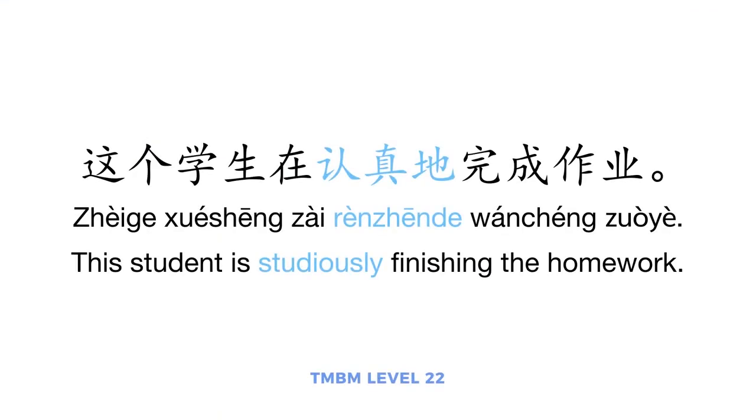So this one is a bit longer. 这个学生在认真地完成作业. So this 学生, this student, 在认真地 is studiously or seriously finishing homework. 完成作业. So this student is studiously finishing the homework. So 认真, you could say it's just an adjective, right? You could just say this student, 这个学生很认真. This student is very studious, is very serious, hardworking, essentially.